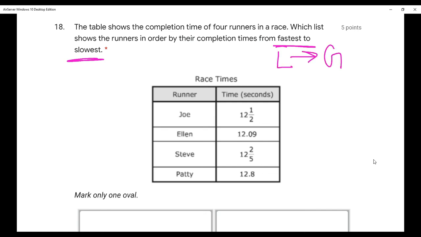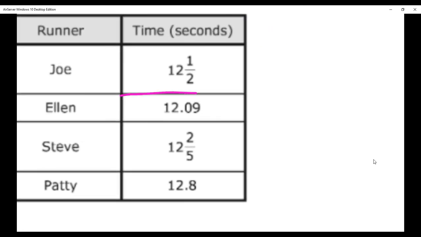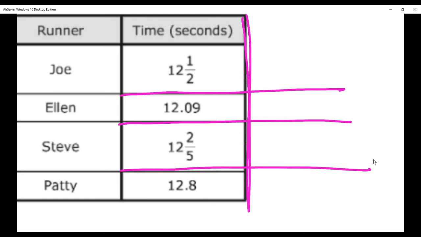It's always kind of confusing. So you least to greatest. So first I'm going to make my ladder, and I'm just going to kind of extend on from here. And I've got to get these all in the same format. So I think I'm going to do decimals. So I've got 12, and then the fraction 1/2 is just 50 cents, right? This is already a decimal, so I'm going to keep him.